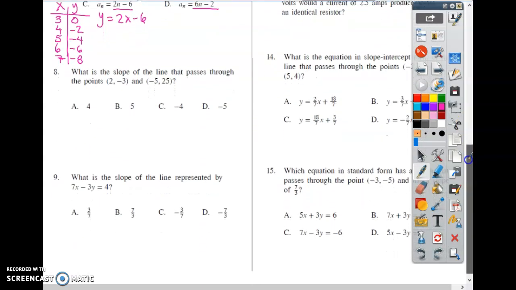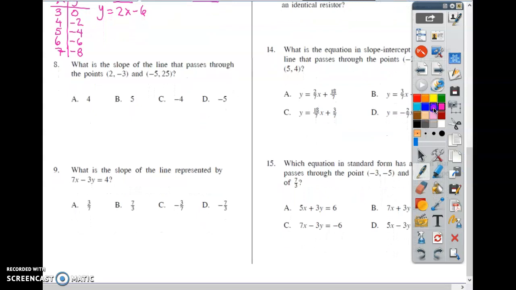Problem 8 and 9 are asking about slope. Number 8 is easy. We take the y's and subtract them. So 25 minus negative 3. And then take the x's and subtract those. Negative 5 minus 2. Okay, so you're going to do that by yourselves. I'm not going to do that. So you can pause the video and work on that one if you'd like.